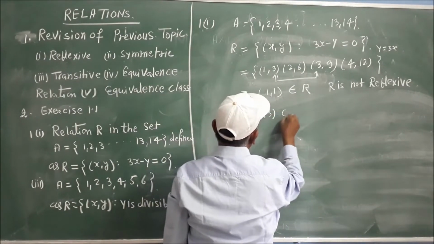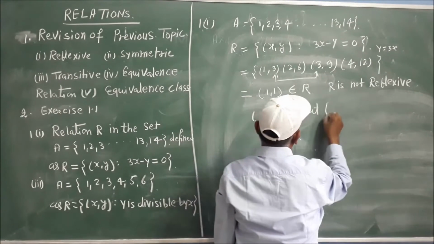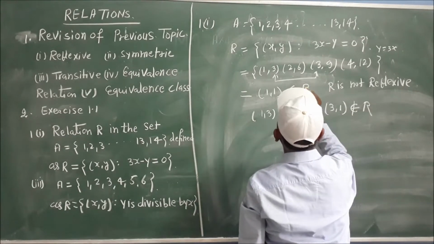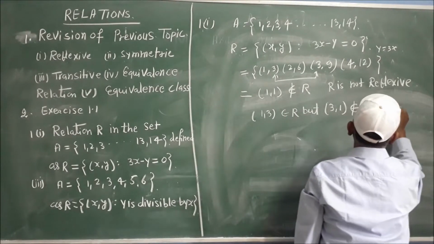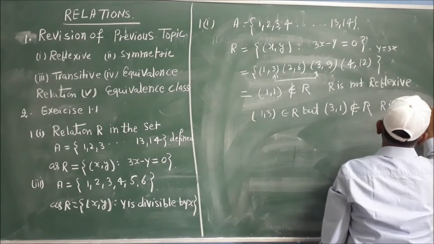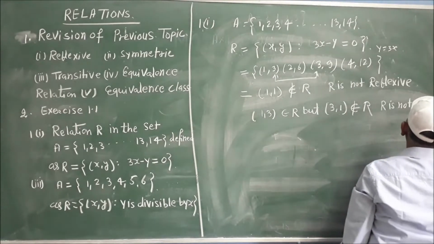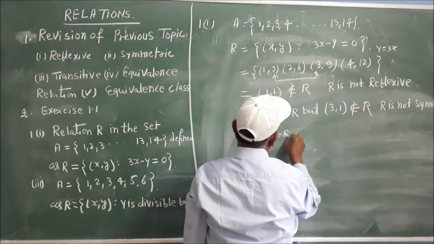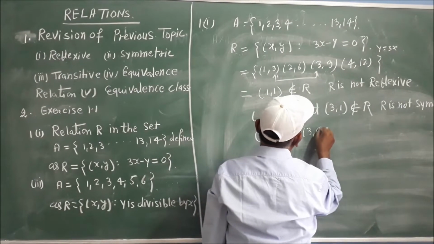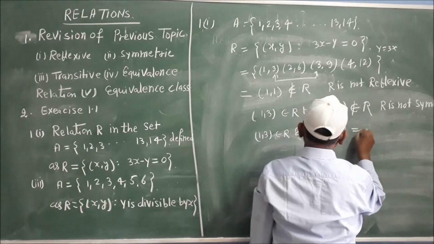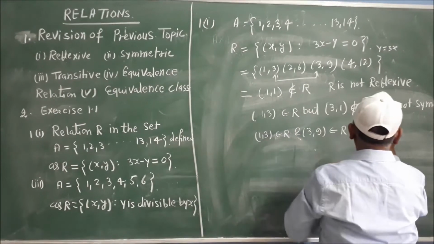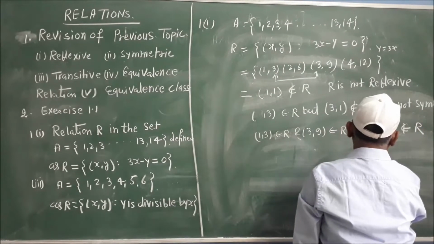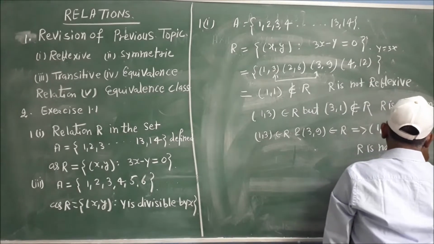Second, (1,3) belongs to R, but (3,1) does not belong to R. So we can say R is not symmetric. What is third? (1,3) belongs to R and (3,9) belongs to R. This implies (1,9) does not belong to R. So R is not transitive.